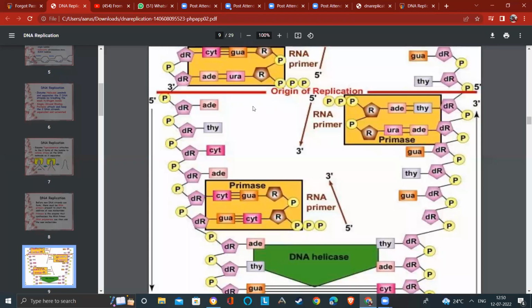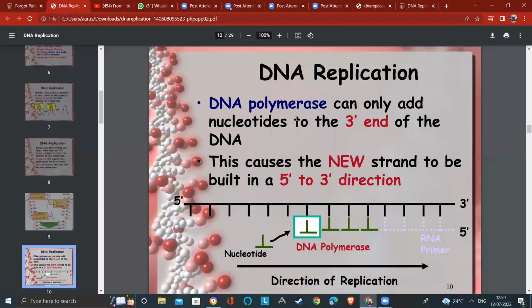So both the leading as well as the lagging strand have RNA primers which are attached by the primase enzyme at the origin of replication. That's how DNA replication starts, and you can see this DNA polymerase enzyme starts adding nucleotides. The nucleotides are added to the 3' end of the DNA, and this causes the new strand to build in the 5' to 3' direction.